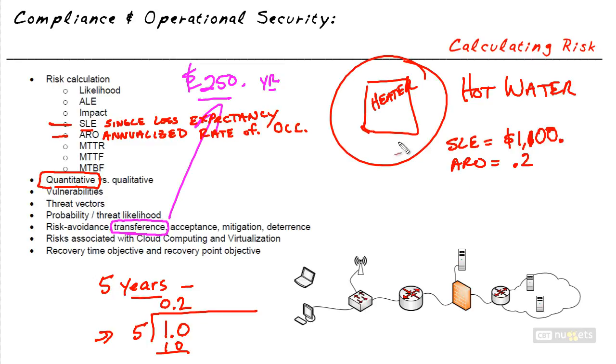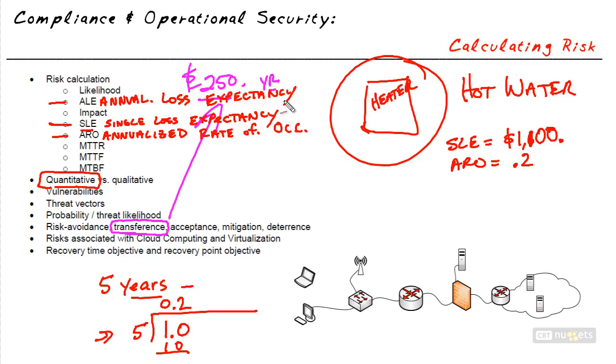Another scenario perhaps would be, let's say we had 100 water heaters, and on average they failed every 5 years. You'd take the ARO and you'd multiply it by 100, because that's the ARO for a single water heater. So if we had 100, the ARO would be 20. Just moving the decimal point over a couple if we had 100 of these water heaters that we were all factoring in. But sticking on our single water heater, the last thing we need to do is calculate the ALE, which stands for the annualized loss expectancy.